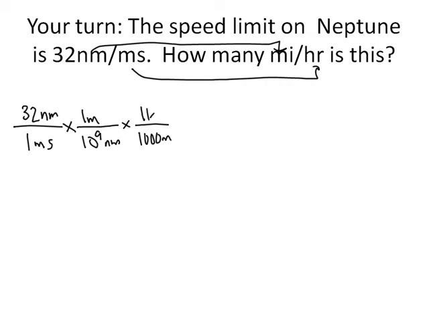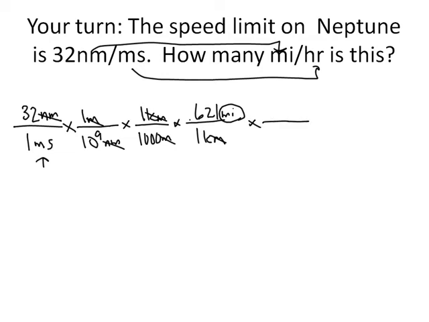1 kilometer, because we know that there is 0.621 miles in 1 kilometer. So at this point I can check my units. Nanometers have canceled, meters have canceled, kilometers have canceled, I have miles. But I also have milliseconds, which I need to get rid of. So that's the second part of the problem.